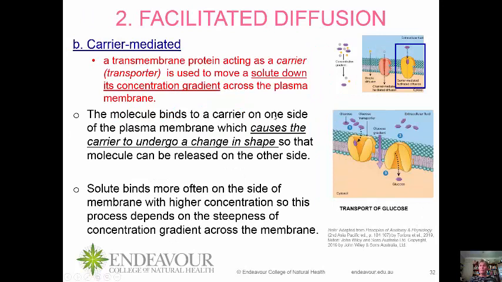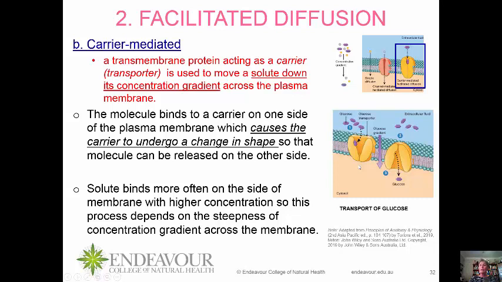So the next type of facilitated diffusion is carrier mediated. Here, instead of using a channel, it uses a transmembrane protein acting as a carrier transporter. Once again, it moves the solute from the high concentration to the low, so down its concentration gradient. The molecule, whatever it happens to be, binds to the carrier on one side, causes the carrier to undergo a change in shape, and the molecule can then be released on the other side. So you can see here it's changing shape to allow that molecule through.